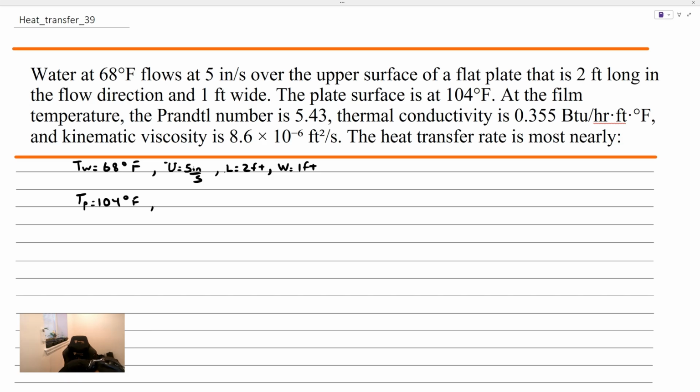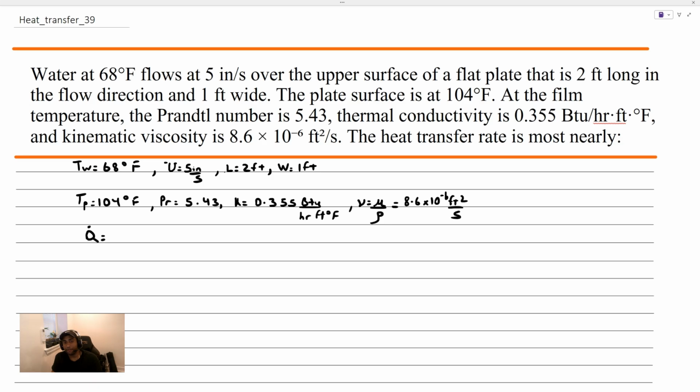At the film temperature, we're given a Prandtl number equal to 5.43, a thermal conductivity k equal to 0.355 BTU per hour-foot-degree Fahrenheit, and a kinematic viscosity, which is the dynamic viscosity divided by the density, equal to 8.6 times 10 to the minus 6 square feet per second. Our goal is to find the heat transfer rate, that's a Q dot term.